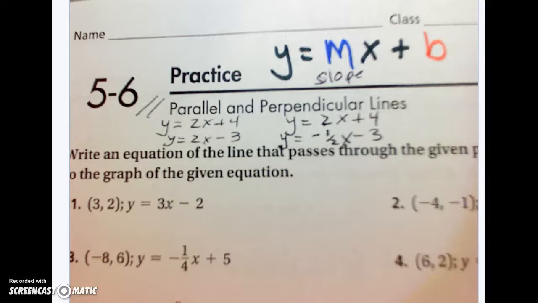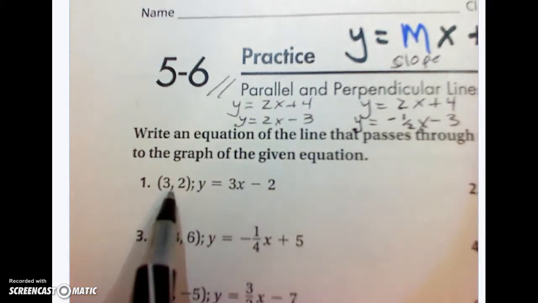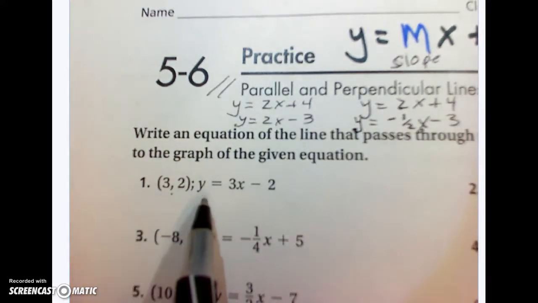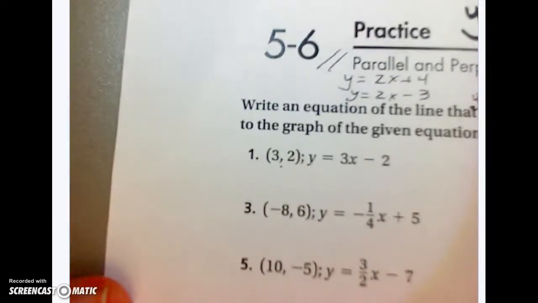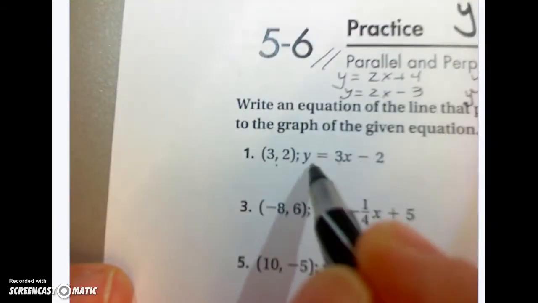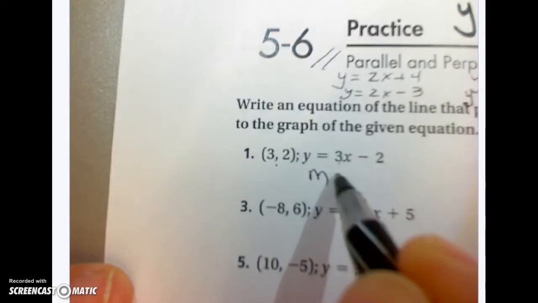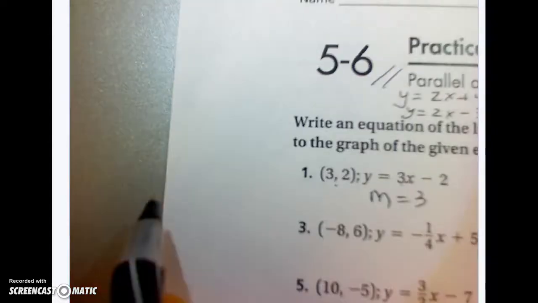Okay, so first we're going to deal, it says write an equation of a line that passes through the given point and is parallel. So we're dealing with parallel. So we want the slope to be the same as this equation right here. So we pull the slope out. So now we have a slope and a point. So it's just like our other assignment.